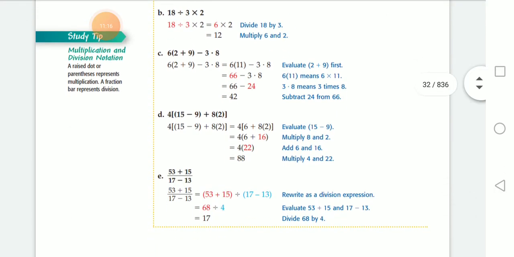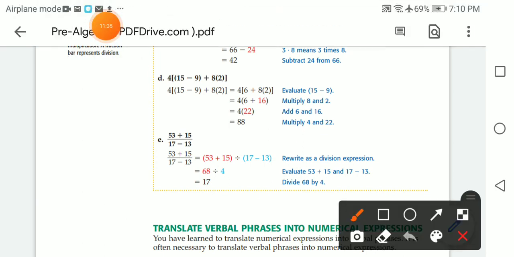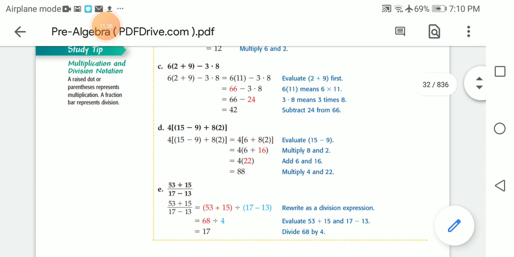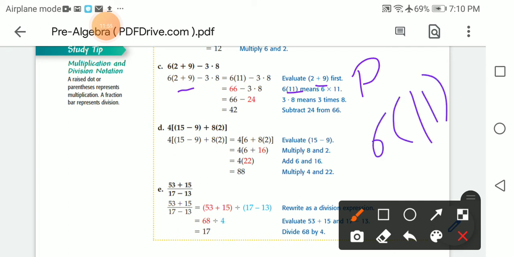I have here 6 times the bracket 2 plus 9, then minus 3 times 8. So I solve for the brackets first. When I say the parentheses, this is called the brackets. So 2 plus 9 equals 11. So evaluate 2 plus 9 first. This is the parentheses. Then I have here 6. When I say 6 times 11, 6 bracket 11, this means there is an invisible times.